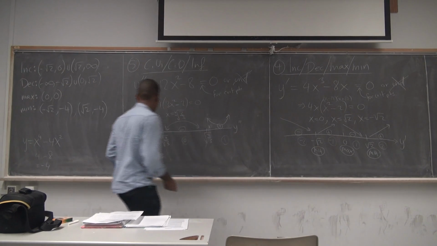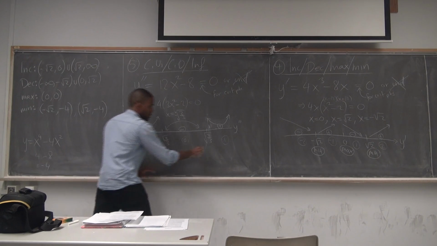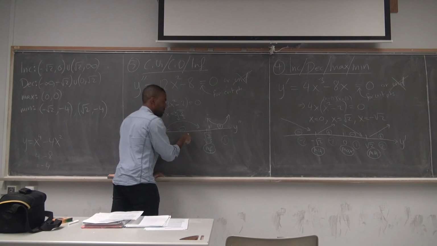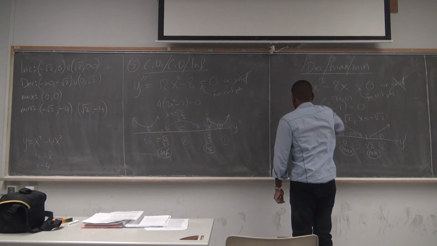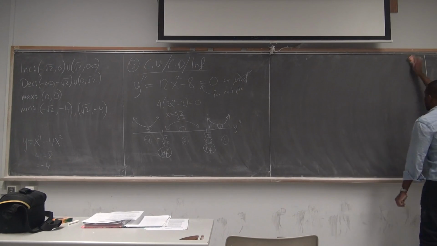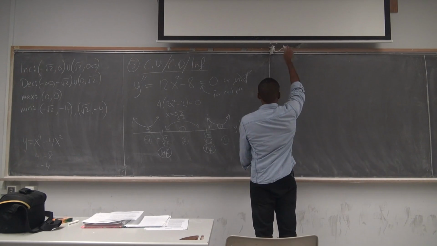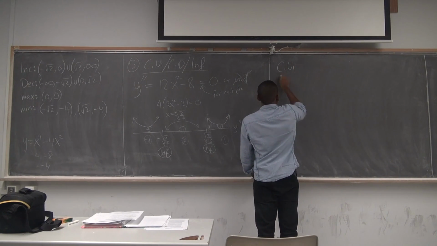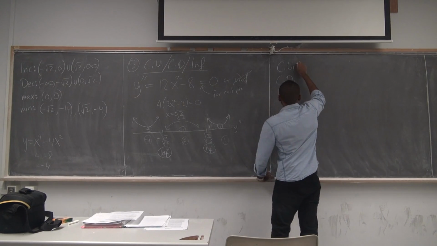Okay, so now conclusions. This is definitely an inflection because I switch from up to down. This is also an inflection because I switch from down to up. So now I'm going to take my conclusions from step 5. So where am I concave up? Where am I concave down? Where are my inflections? Concave up from negative.